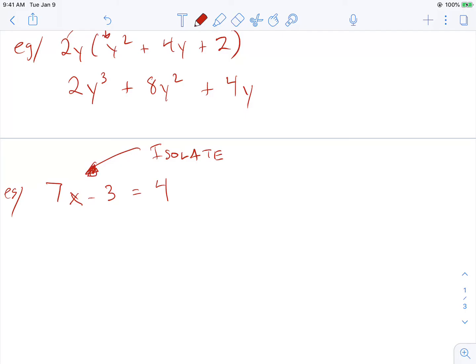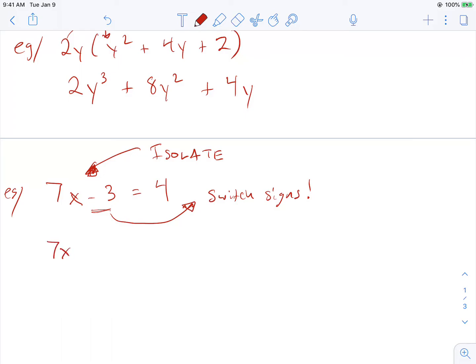So for instance, here we have a 7x. That's our variable. We want to isolate that. But then we have a minus 3 over here, right? This minus 3. We want to move that over to the other side of the equal sign. And what always happens when you move something across the other side of the equal sign, we must switch signs. So that minus 3 is actually going to become positive 3. So I'll show you how that looks.